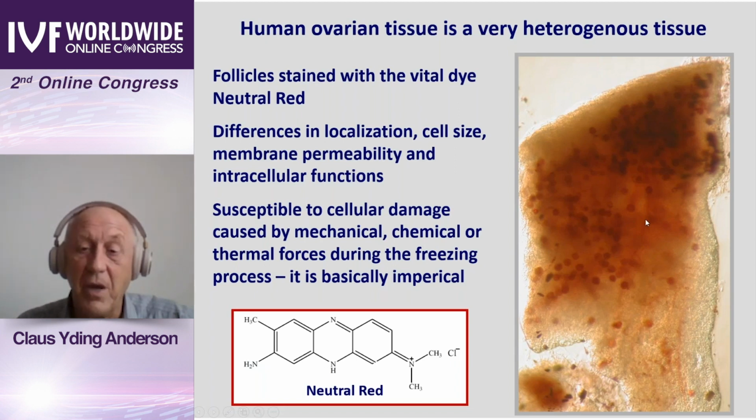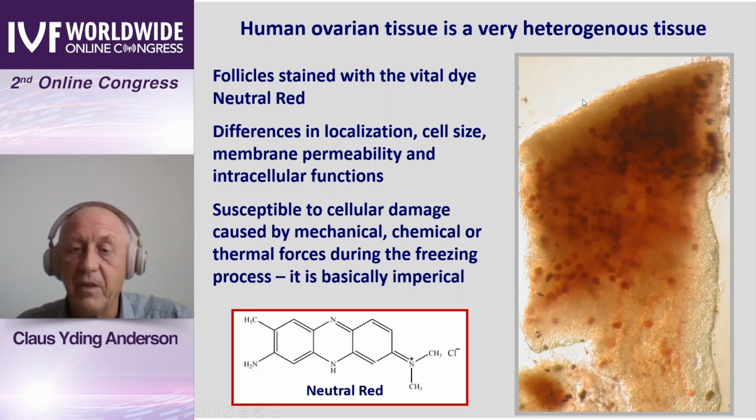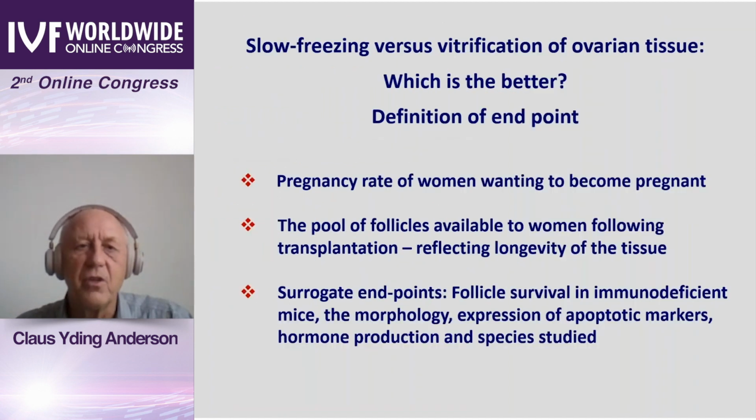So the methods that we use for freezing ovarian tissue are empirical. We cannot determine how this will happen. So there have been a lot of studies going on to figure out which protocol is most effective in freezing ovarian tissue. And of course, the question which is often asked is, should we start this program now, should we do slow freezing or vitrification? Which is better? And basically, there's nobody who is able to answer that question. And we often need to talk about how we actually determine this.